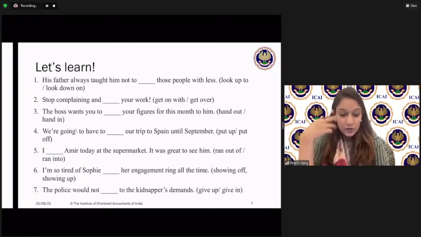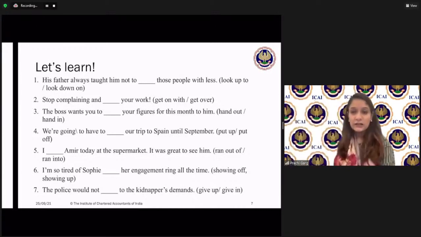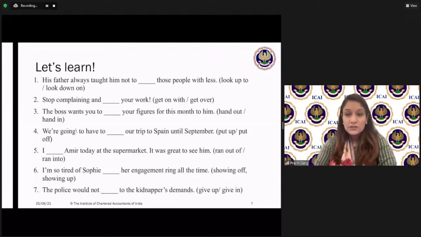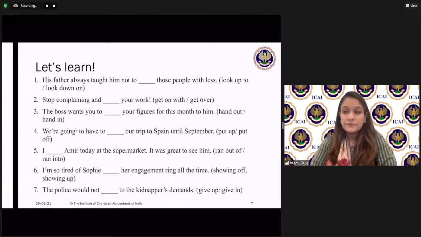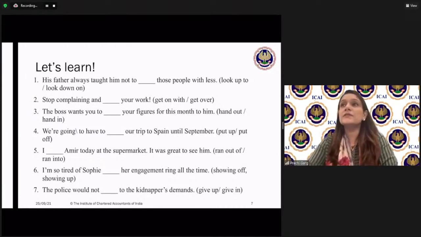Right. His father always taught him not to look down on those people with less. I told you, look up to is to respect someone. So why would somebody's father teach his or her son not to respect someone with something that is less? So look down upon is that you should not insult somebody and look at somebody as if they don't have anything.